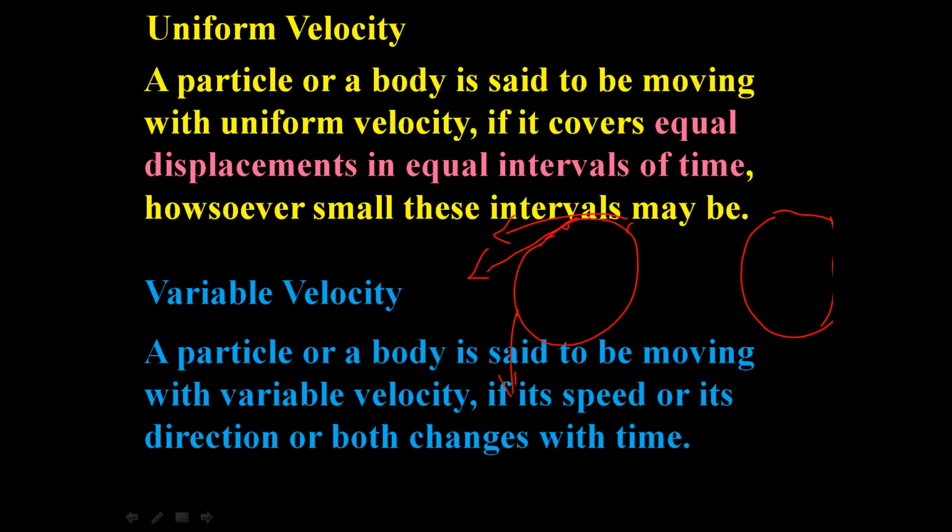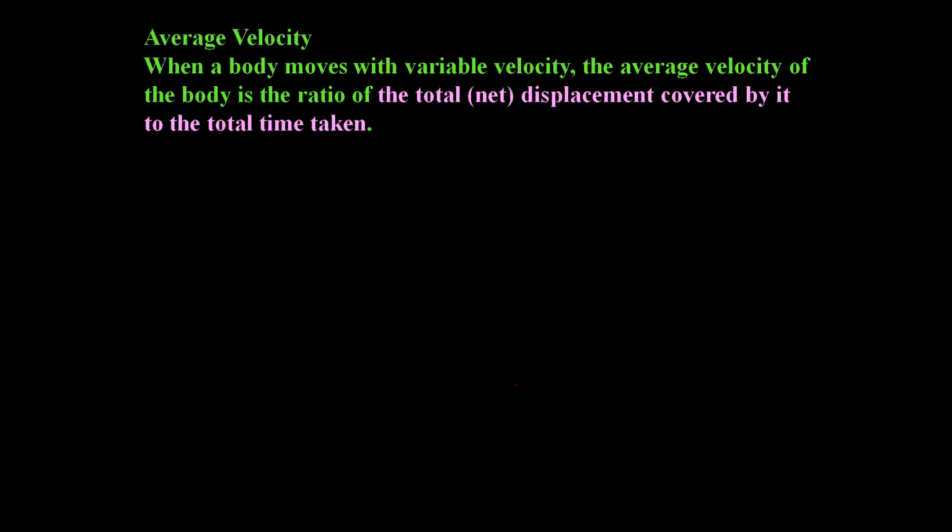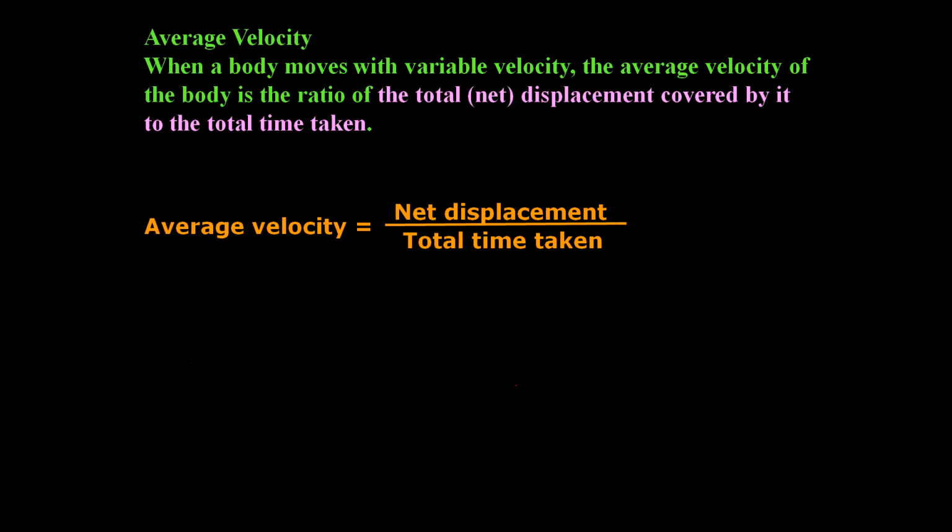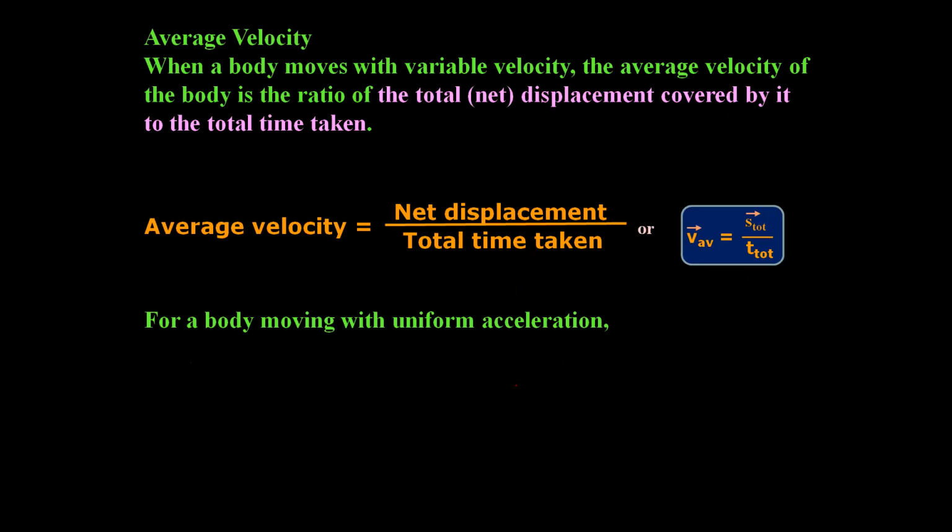In the case of non-uniform motion, we speak about average velocity. Average velocity is nothing but total displacement divided by total time taken. But when variable velocity is there, there is a possibility that this variation is uniform. Even though the velocity is changing, the change will happen uniformly. That kind of motion, we call motion with uniform acceleration.